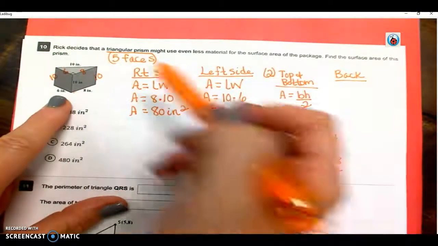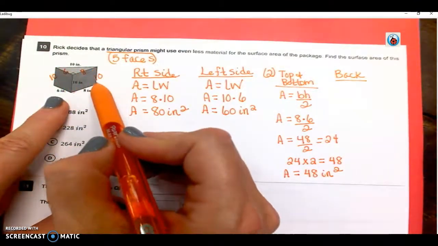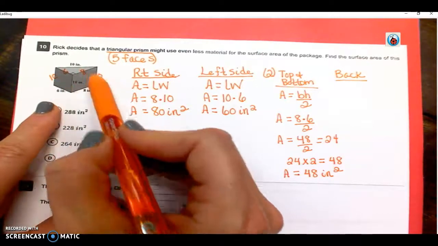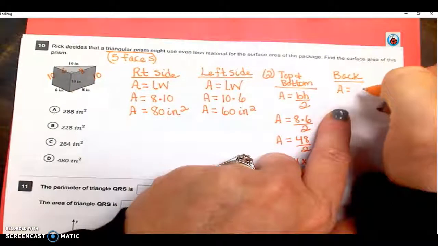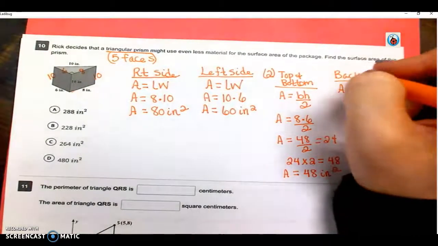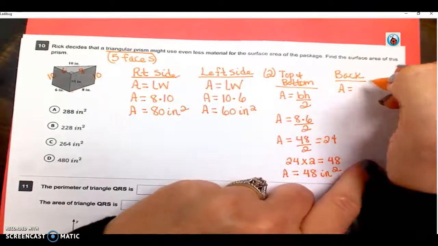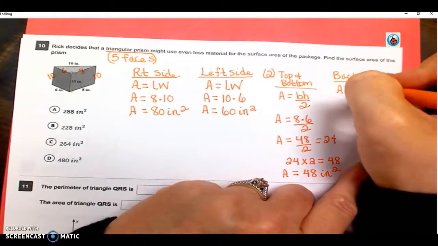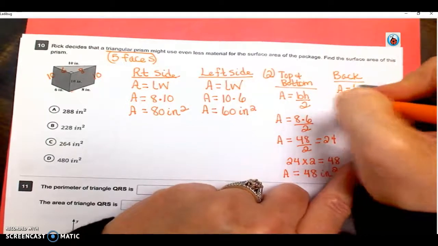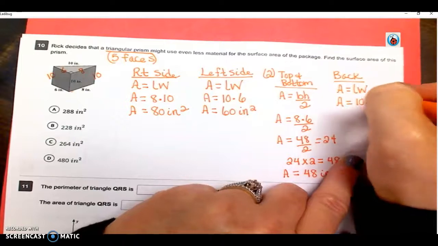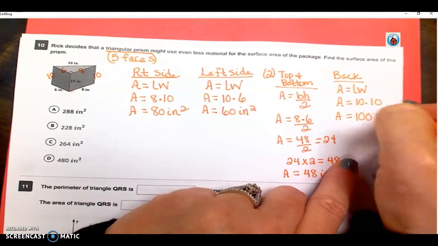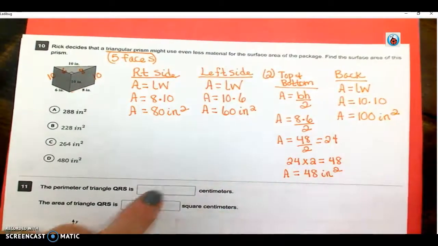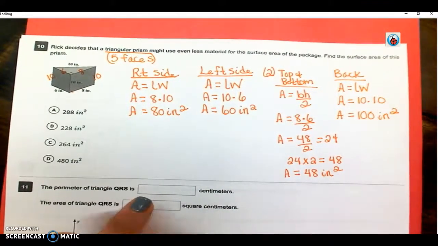So when we look at the back, we can see that we have a 10 by 10 going on there. With it being a 10 by 10, obviously that would be a square. So we can say length times width. And that's going to be 10 times 10. That would give us 100 inches squared. Okay, so that's the area of each side.